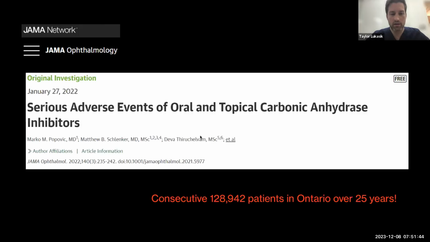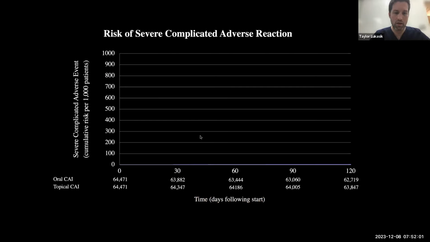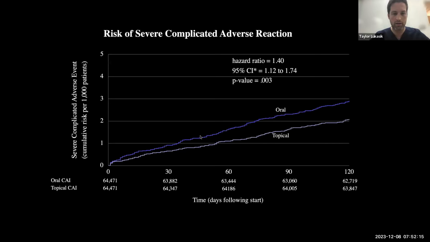They looked at data banks of prescribing info that is kept by the Ontario government and ICD codes. They looked at just under 130,000 consecutive patients in Ontario over the past 25 years. They found that there were very few serious adverse events. And as you can see here on the graph, the cumulative risk per 100,000 people is so low that we need to change the y-axis to show you it.